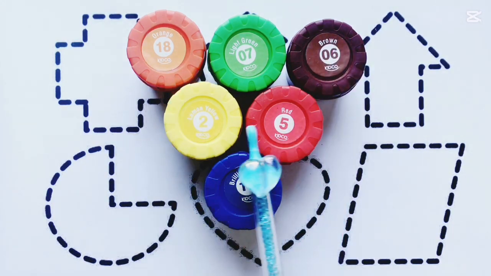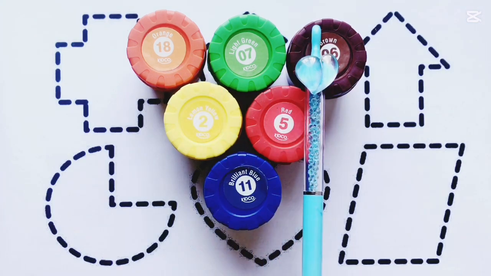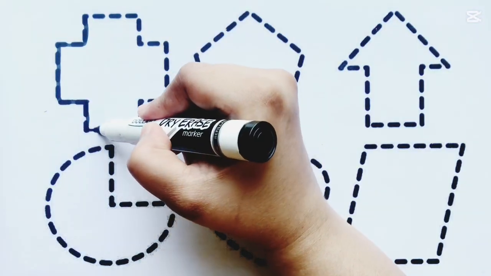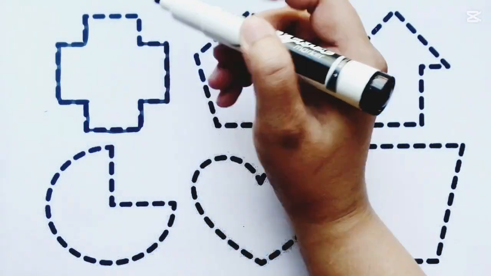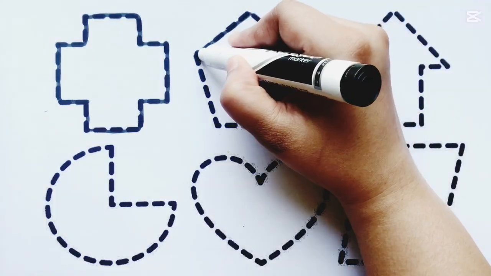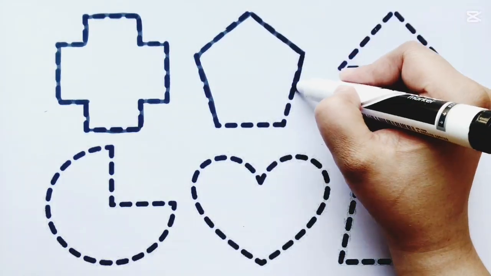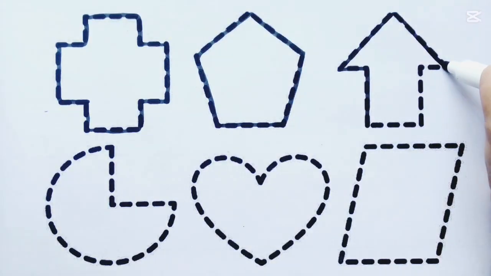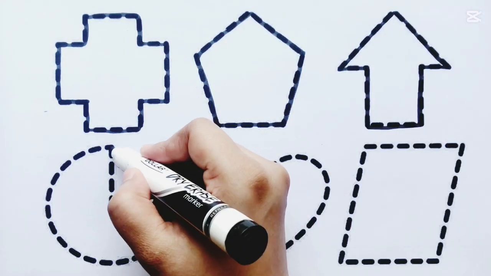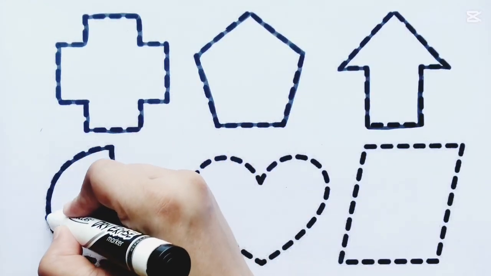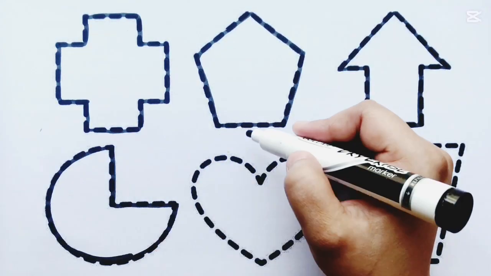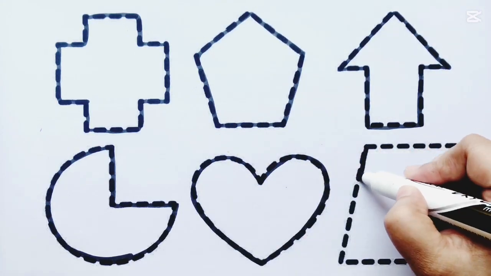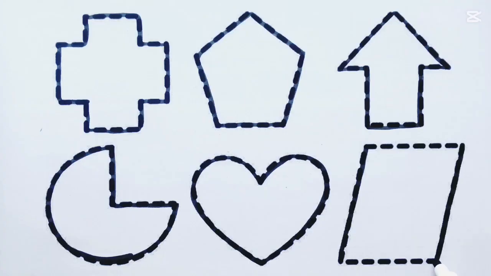I learned shape names. Let's draw and paint. This shape is cross, pentagon. This shape is arrow, semicircle, heart. And this shape is parallelogram.